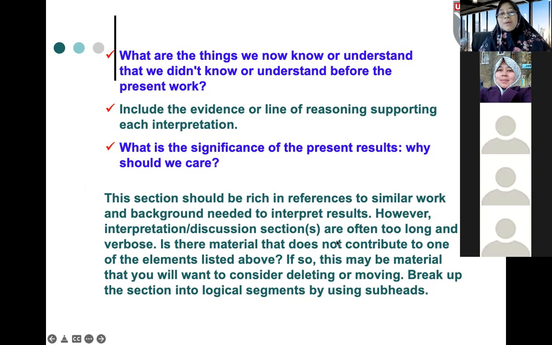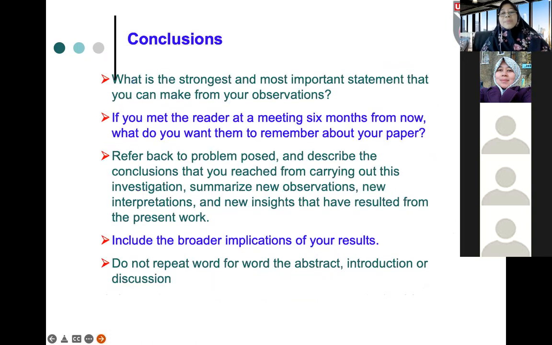However, interpretations are often too long, with material that does not contribute. All right, that's the organization of the thesis. So I will just continue with the conclusion because there is not much in it, before we move on to an example of chapter 4. Whenever I show an example, of course it's not the best, but at least you know the real example of a thesis.